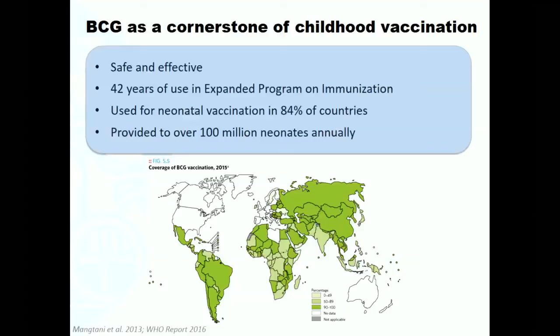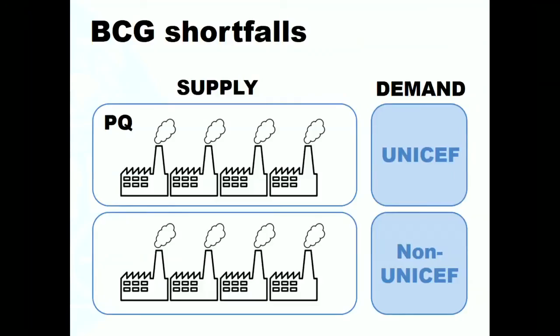If I can, I'll just take a moment to highlight why BCG vaccination is important. BCG is a cornerstone of childhood vaccination. It's been used for more than 42 years as part of the EPI schedule. It's a safe and effective vaccine, and it's provided to over 100 million neonates annually. Given it's such an essential part of TB control and our vaccine programs, how is it that BCG shortfalls have occurred over the last few years?